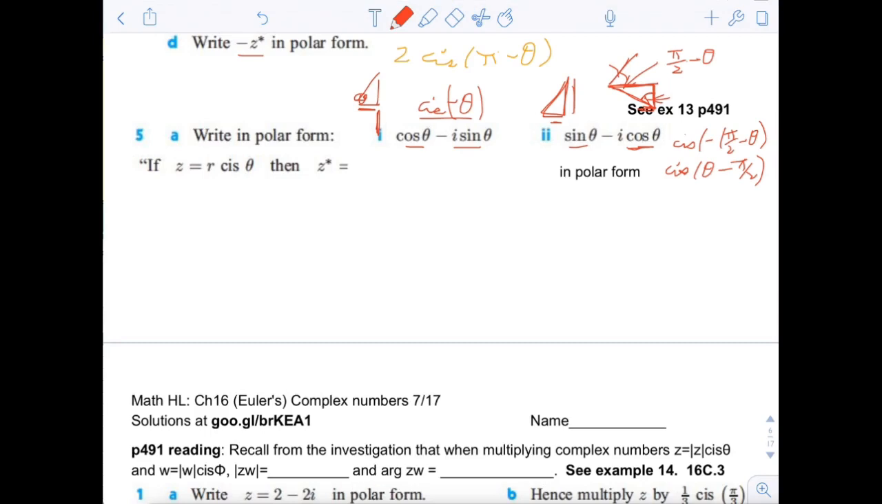So if z equals r cis theta, then z conjugate, and remember this is z conjugate right here, z conjugate is equal to r cis negative theta.